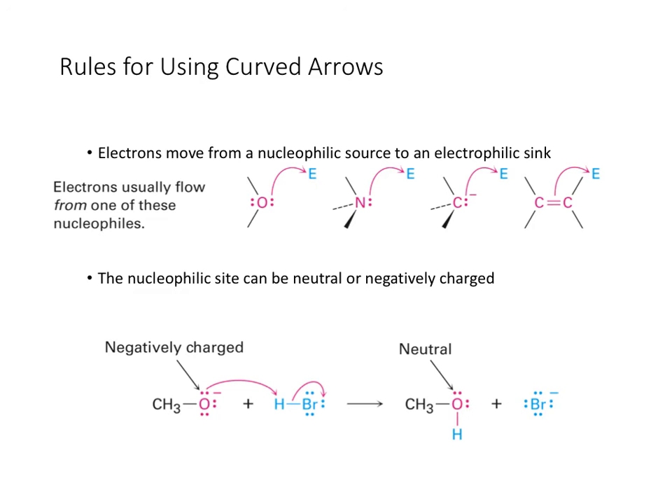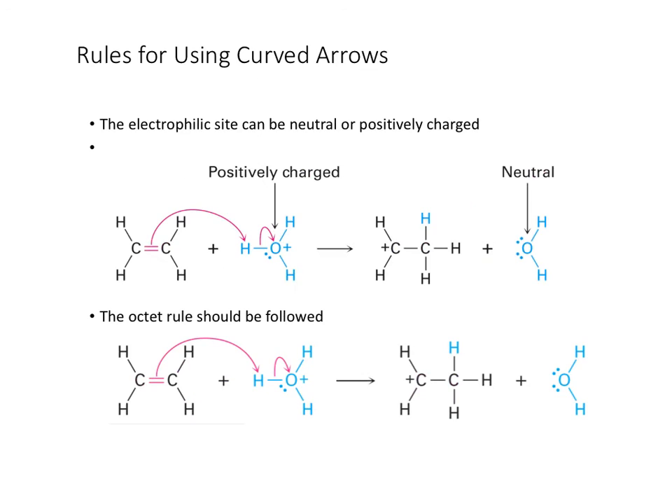Now let's go over some rules for using the curved arrows. Electrons are going to always move from a nucleophilic source to an electrophilic sink. So the arrow starts at the lone pair on the nucleophile and ends at the electrophile, never the other direction. In addition, the nucleophilic site can be neutral or negatively charged. The key is that it must have a lone pair of electrons, or a pi bond. The electrophilic site can be neutral or positively charged.